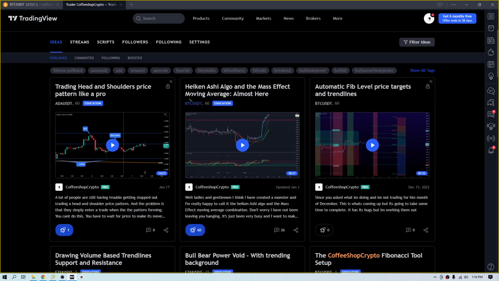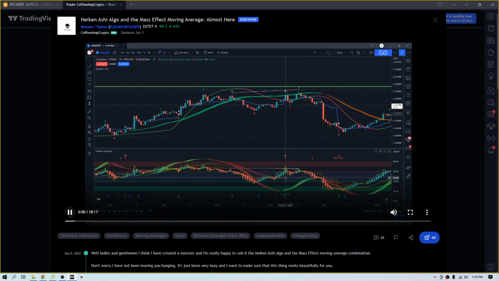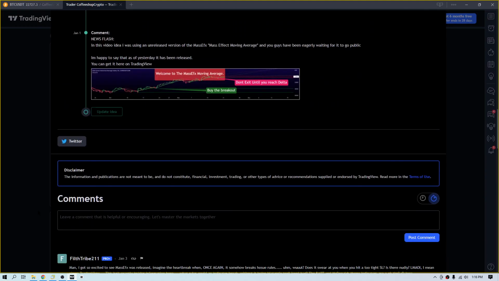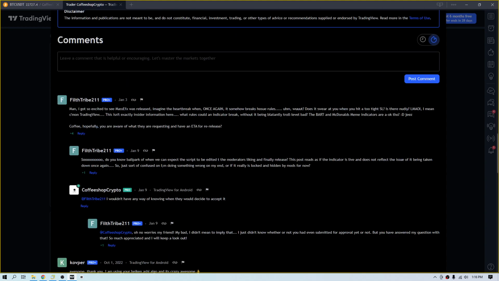And then, for example, here, Heiken Ashi Algo with the Mass Effect Moving Average. Go inside that idea. This is going to help you get your reputation points up so you can send messages, right? Go down to the comments, look at the comments, and you see the little triangle? Just hit agree with the comment. That allows you to get more reputation points. You'll be able to send a message to anyone you want. You'll also be able to comment on certain things, right?